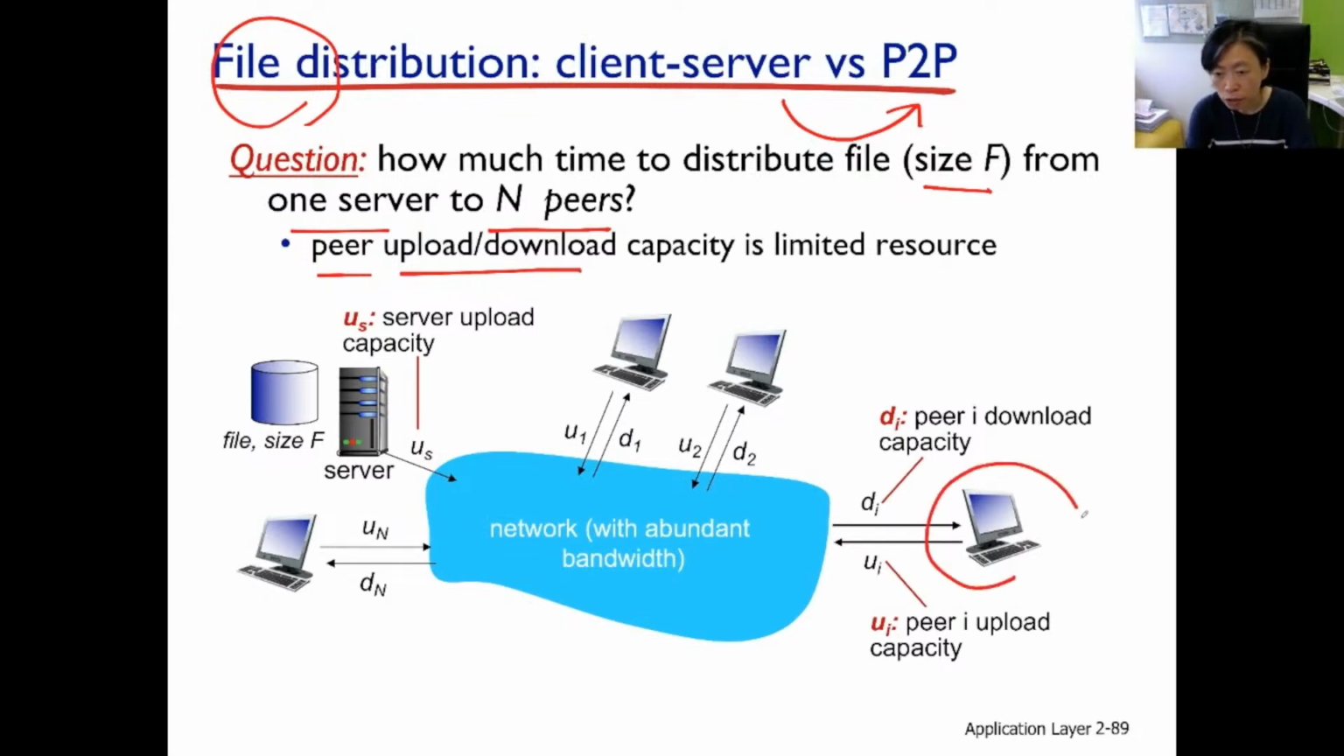Look over here, this is peer i. Its uplink capacity is u_i, and its downlink capacity is d_i. In the same fashion, user 1 has uplink bandwidth u_1 and downlink bandwidth d_1, and the same for user 2 and user N. The server is over here. Its uplink capacity is u_s, and therefore its downlink capacity is d_s, although we're probably not needing it in the calculation. The file is one big file, of size F. So this is the setting.